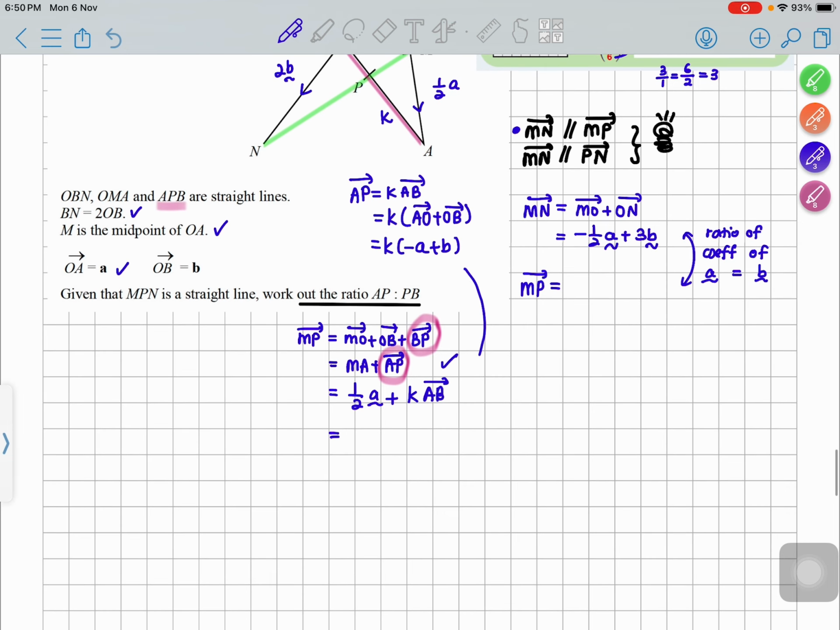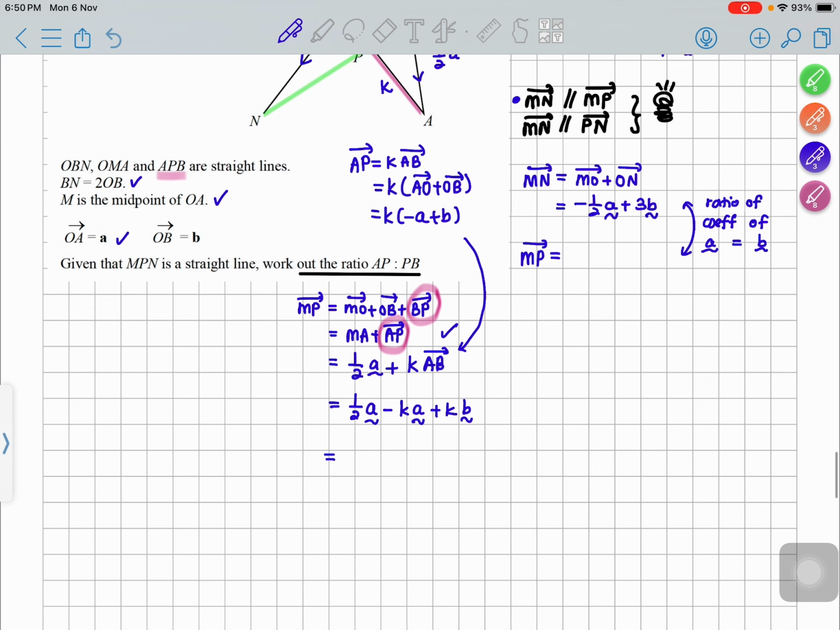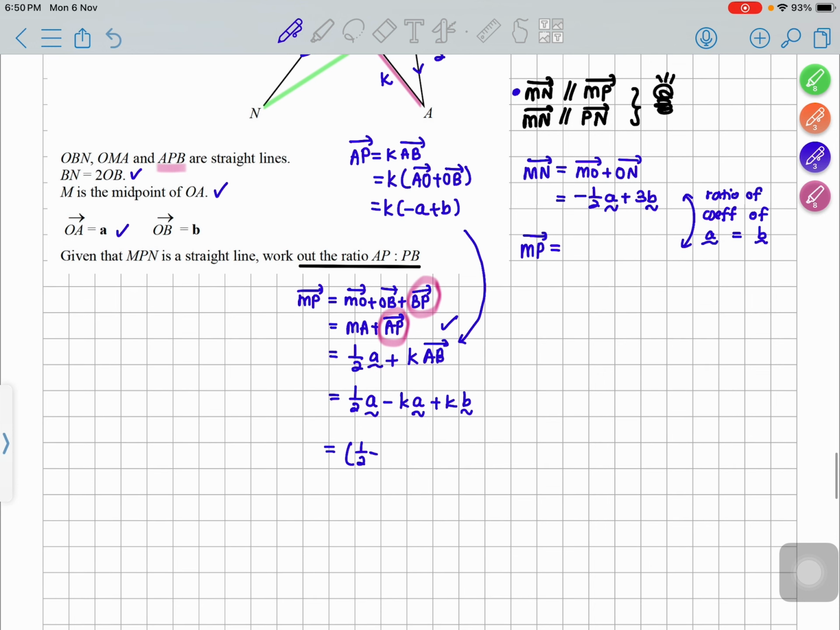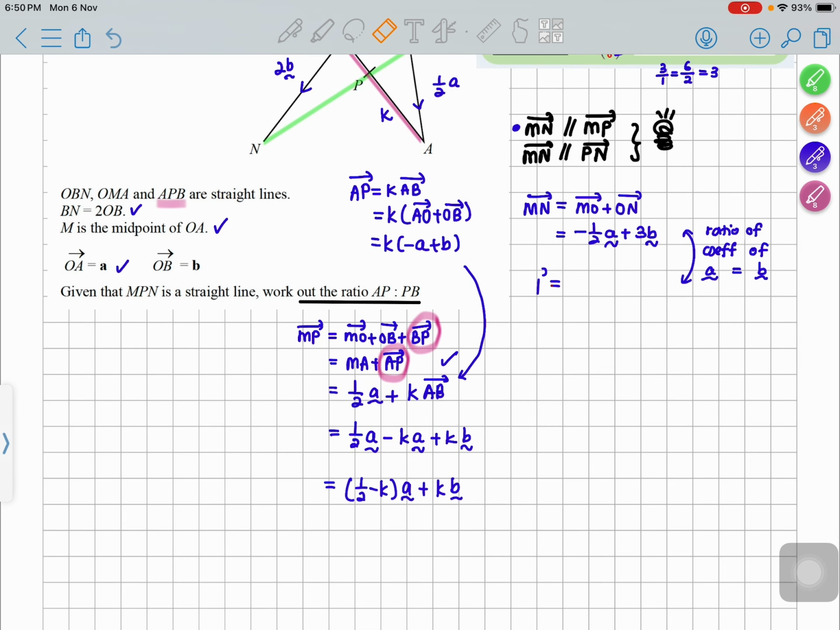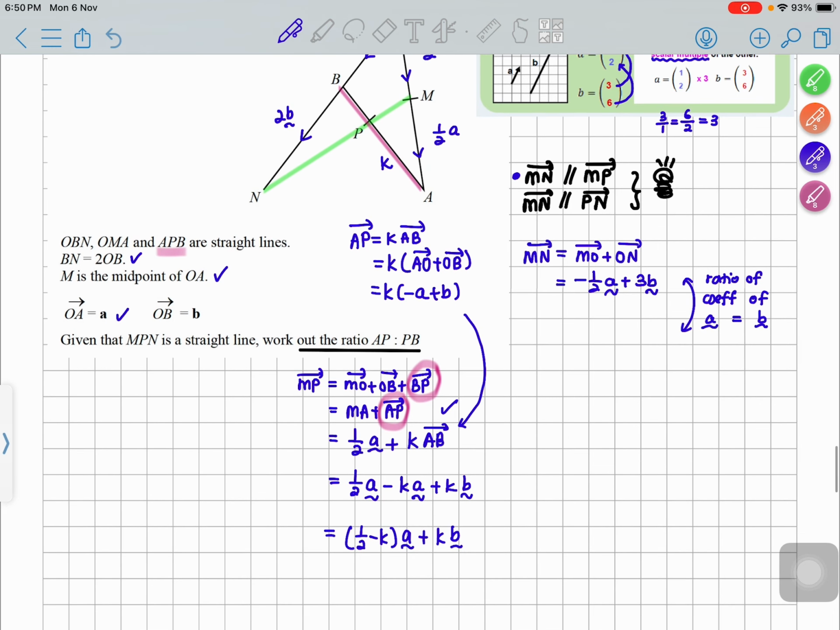So I'm going to take that and apply it here. Similarly, half A minus KA plus KB. So A and B are your vector pathway. Let's collect them together. What will I get? Half minus K, A, and then K vector B. So now I managed to find my MP and my MN. I am going to use the idea of parallel. Why? Because they are giving me MPN is a straight line, and I'm going to compare the ratio of the coefficients.